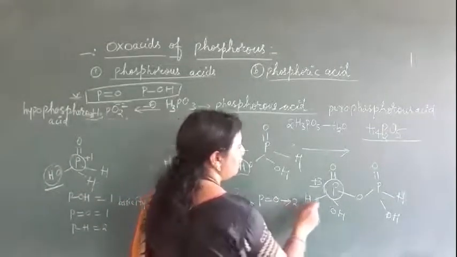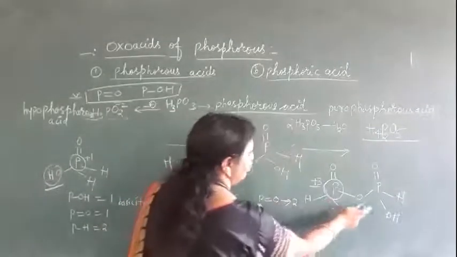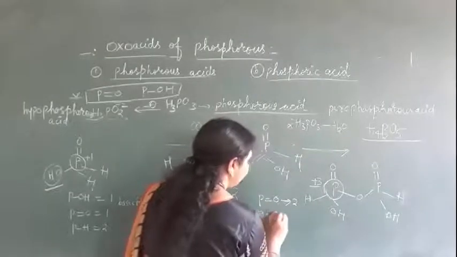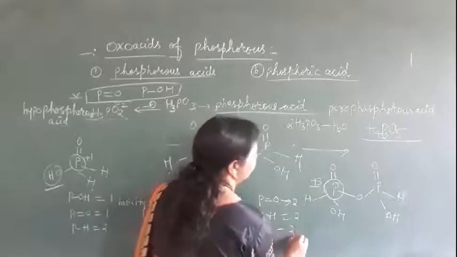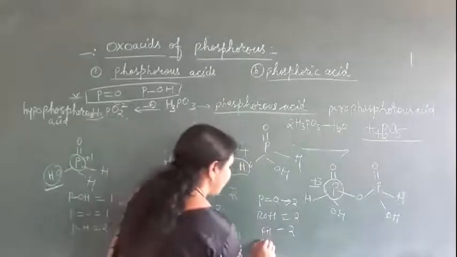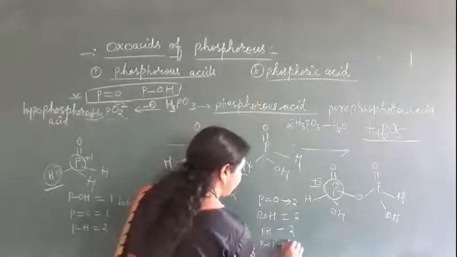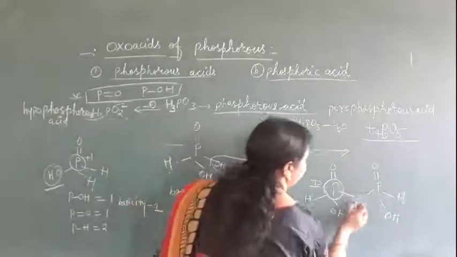Here we have 2. Then how many P-OH bonds do we have here? P-OH bonds are 2, and how many P-H bonds do we have here? 2 we have here. Okay. And one we have P-O-P bond.